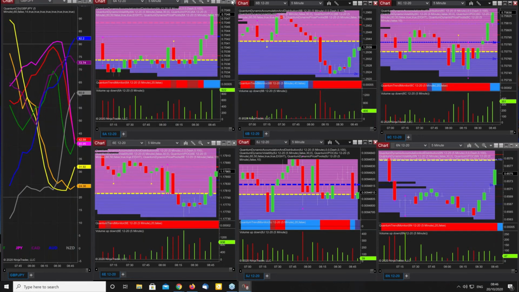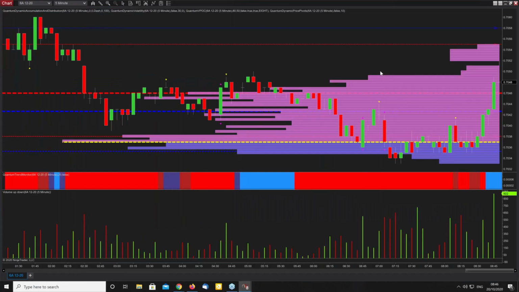Just have a look at Aussie dollar, see what that is. This is probably a better proposition. Why? Because first of all, we've broken away from the volume point of control. The trend monitor's transitioned through the blue, you can see, which is great. We've also managed to get through this very solid level here at 70.46.